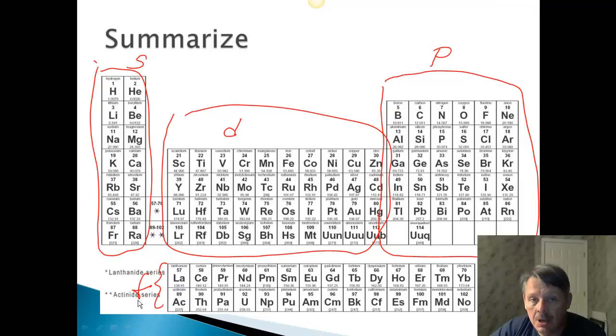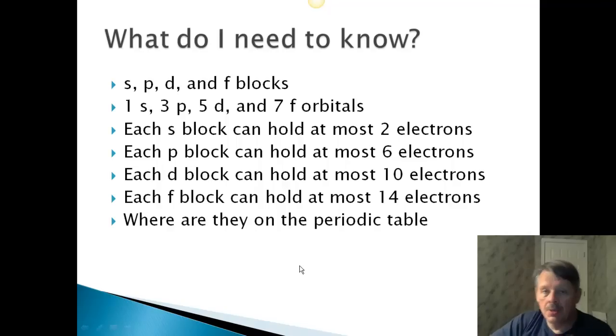You do need to know that there's one spherical orbital which holds 2 electrons. There are 2, 4, 6 electrons, or a total of 3 orbitals here in the p block. I can't spell. And because there are 10 electrons here, there have to be 5 orbitals in the d block. And down here there are 14, so there have to be 7 orbitals in the f block. Okay, you need to know that. Okay, and you need to know where they are on the periodic table.